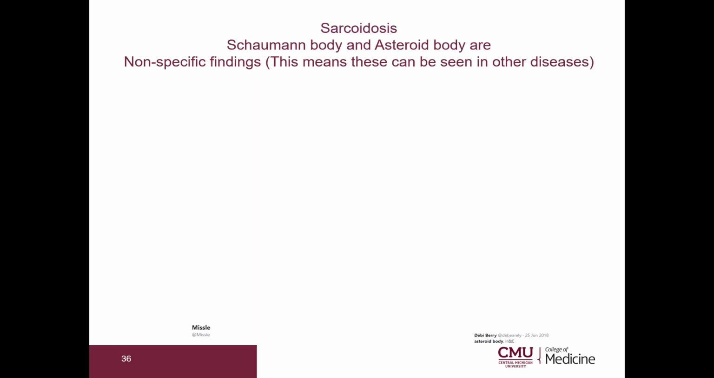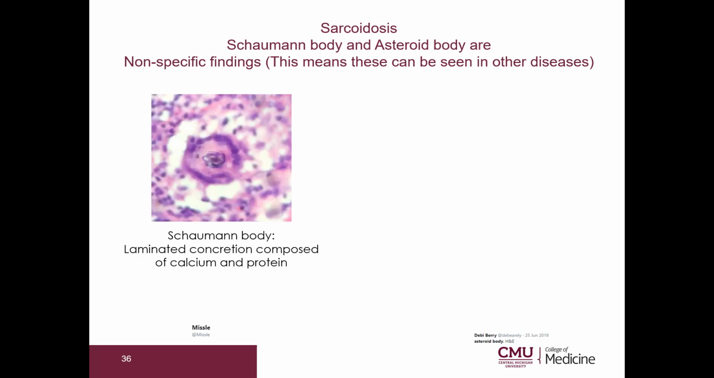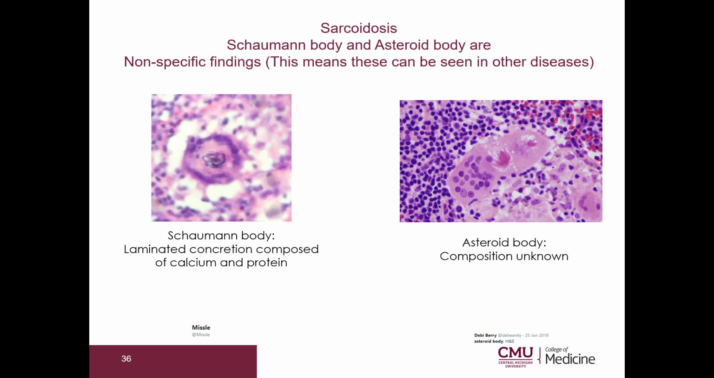I want to discuss other things that you might read about as you study sarcoidosis. These are nonspecific findings, which means you can see this in other diseases. This is a Schaumann body, which is a laminated concretion composed of calcium and protein. This can be seen in sarcoidosis. And here is an asteroid body, which can also be seen in sarcoidosis. The composition is unknown.